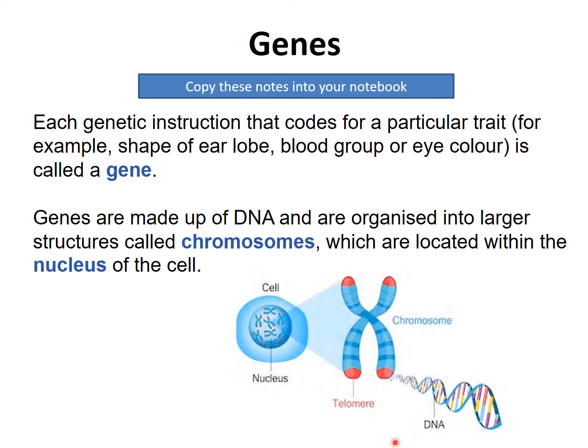The diagram here illustrates what this looks like. So the DNA is contained here in the double helix, which is coiled. The coiling allows it to fold upon itself and contain a large amount of information stored in the chromosome. These chromosomes are then stored within the nucleus within a cell. Please copy these notes into your notebook as well.